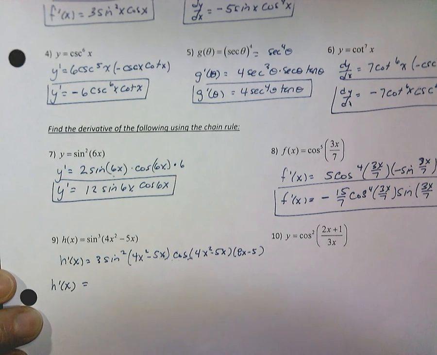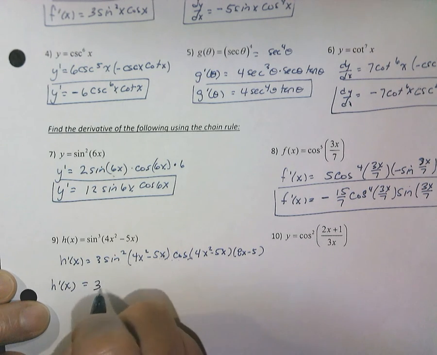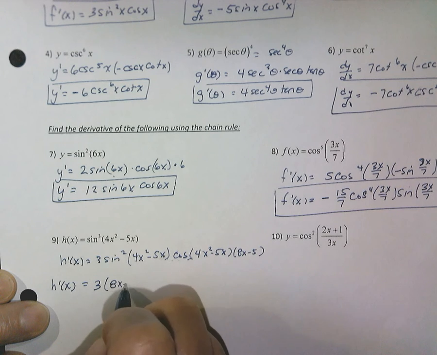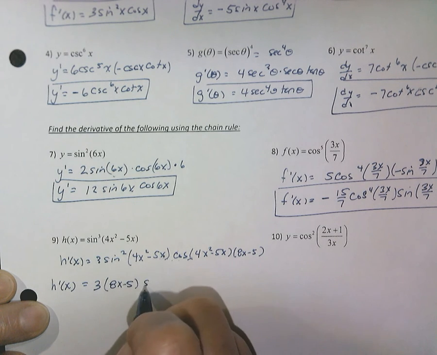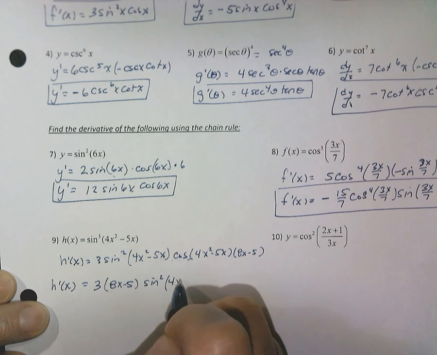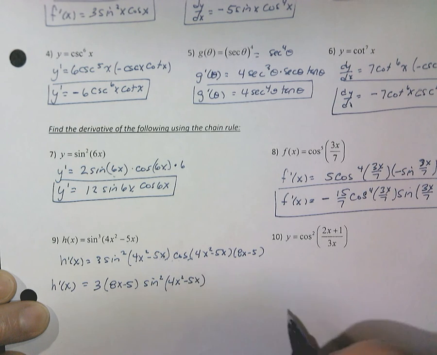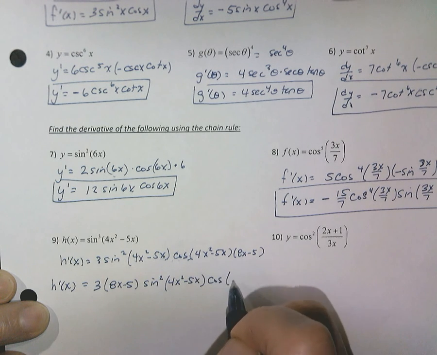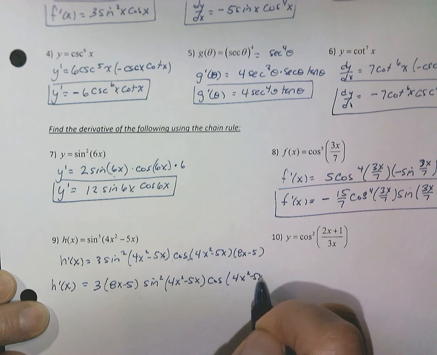Not really making it any simplified. I'm just going to write it in the order that you typically see it. We'll see a 3. We'll see the 8x minus 5. Then we'd see a sine squared 4x squared minus 5x. And then you'd see a cosine 4x squared minus 5x.